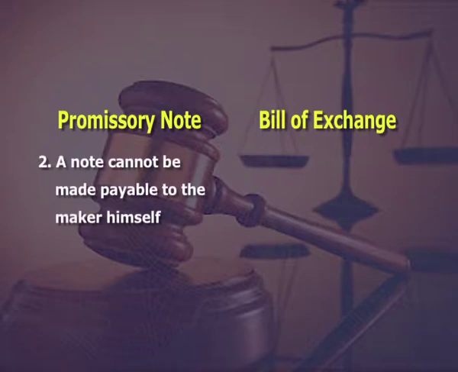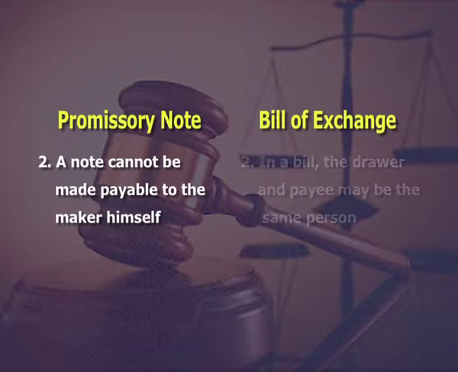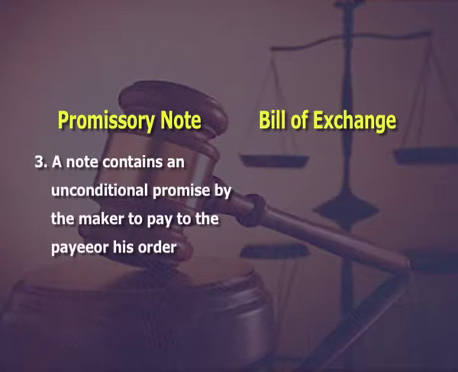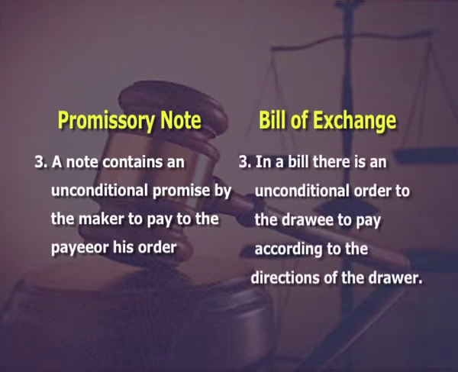Second, a note cannot be made payable to the maker himself, while in a bill, the drawer and the payee may be the same person. Third, a note contains an unconditional promise by the maker to pay to the payee or his order. In a bill, there is an unconditional order to the drawee to pay according to the directions of the drawer.